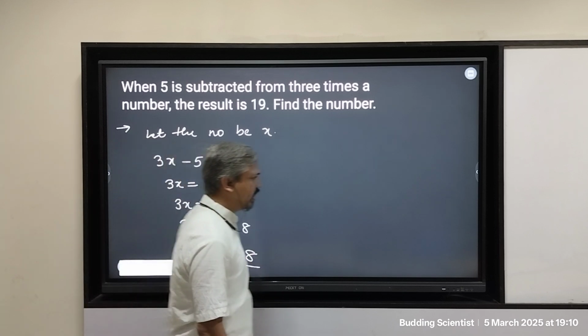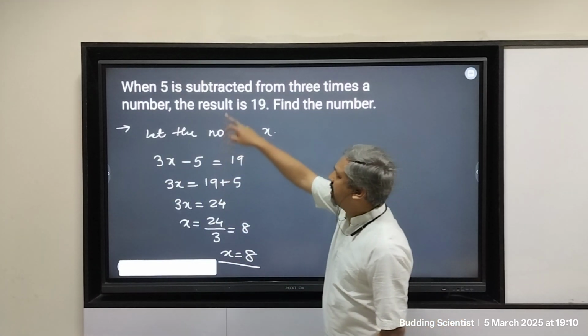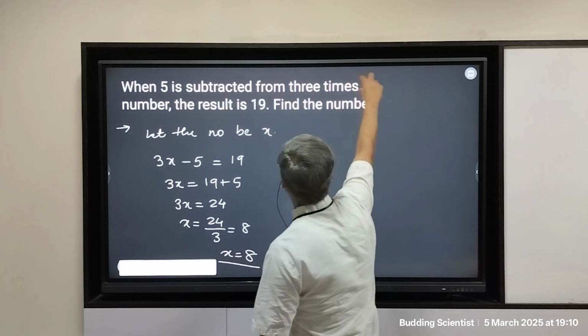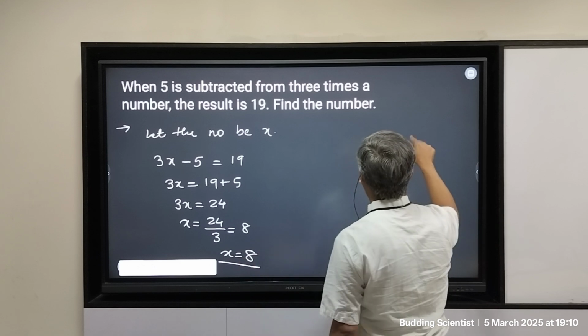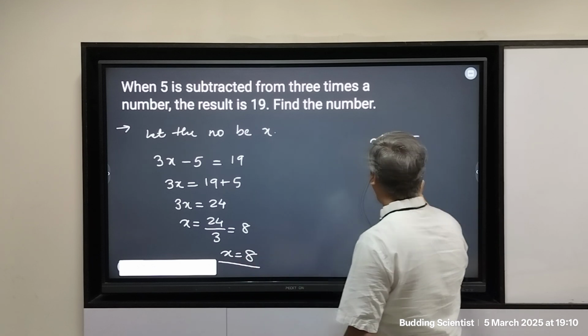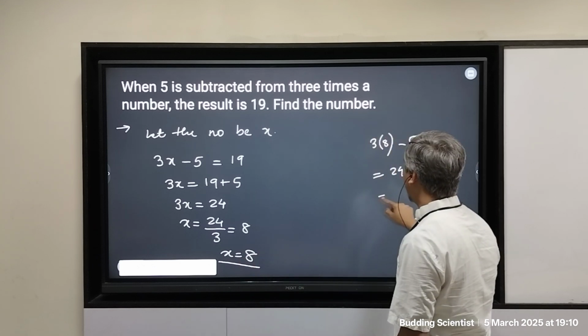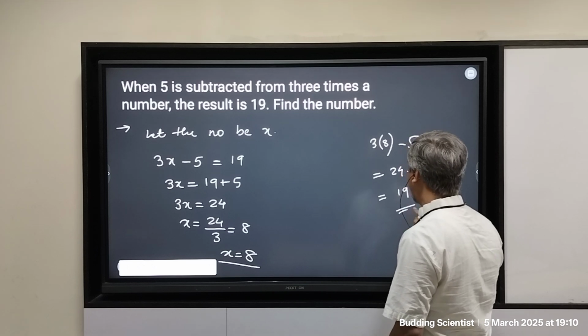X is equal to 8. Let's check. 5 is subtracted from 3 times the number. So 3 times 8 minus 5 is equal to 24 minus 5, which is equal to 19. 19 is the answer.